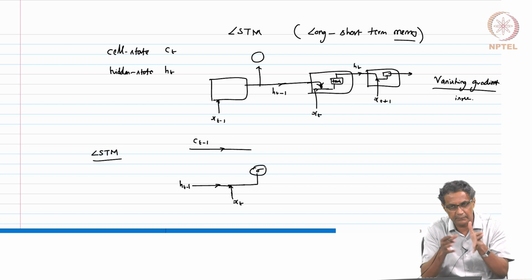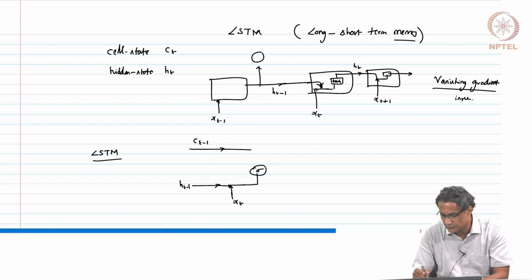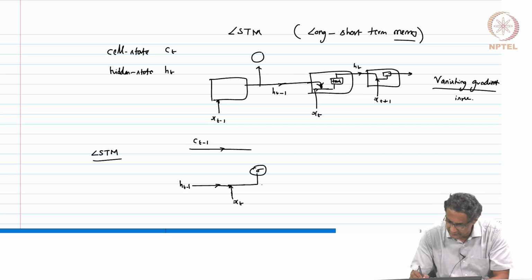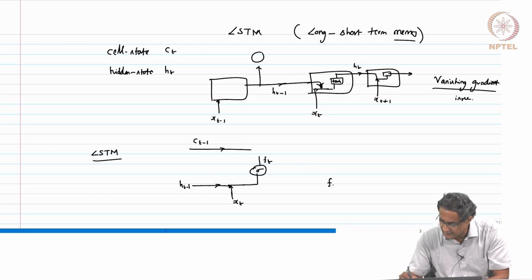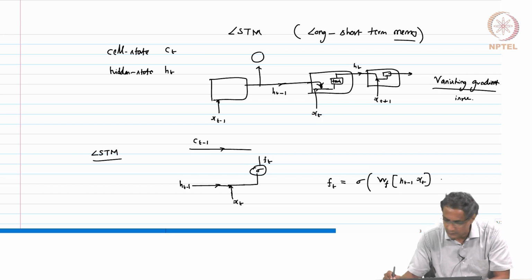By which you mean a bunch of neurons. Now let me write this. Suppose I call this FT. It's a forget gate, that's why we use F for that. And FT will have a form that looks like sigma of WF of HT minus 1 and XT concatenated, plus let's say a bias BF.